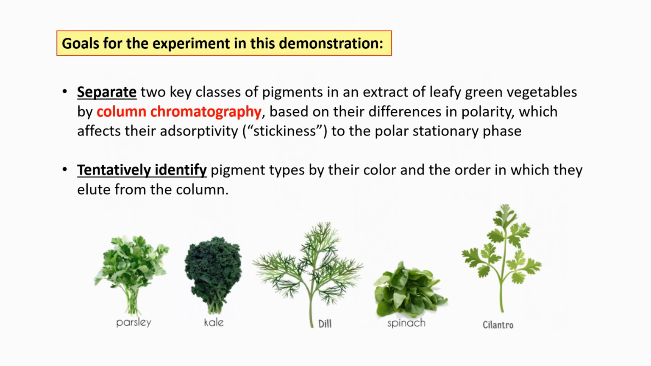In the experiment demonstrated in this video, the pigments isolated from a leafy green vegetable will be separated by column chromatography based on their differences in adsorptivity, or their ability to stick, to the polar stationary phase. The two broad classes of pigments isolated can be identified by their color and the order in which they elute from the column.